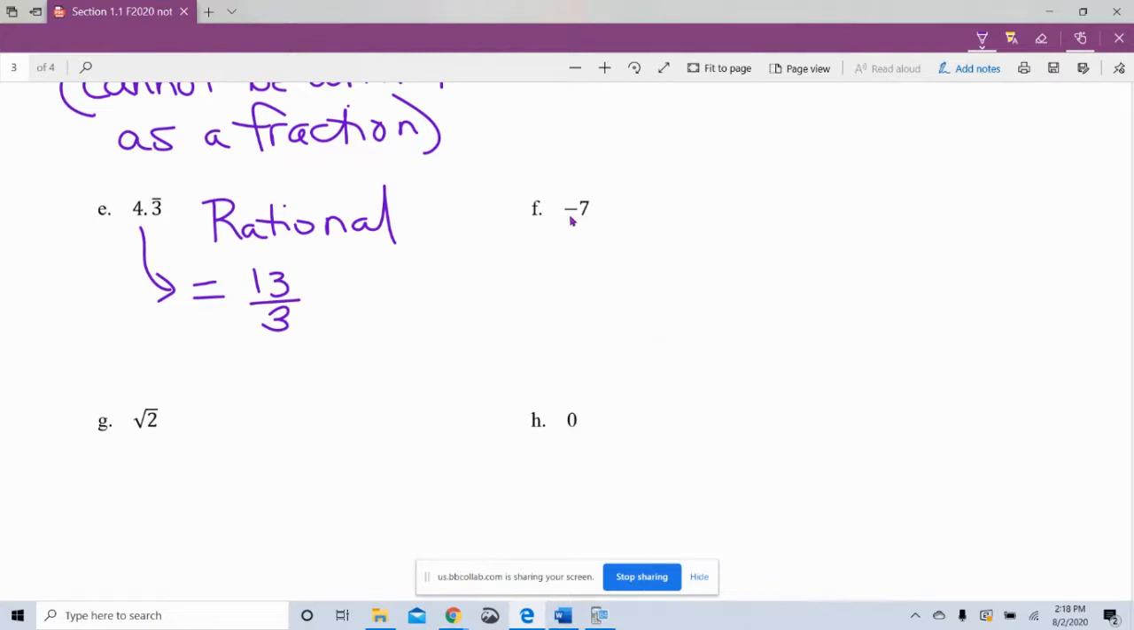Part F is the number -7. Well, -7 is an integer, and any natural number, whole number, or integer can be written as a fraction simply by putting a denominator of 1 underneath, and that makes it rational. Whoops, rational. There we go.